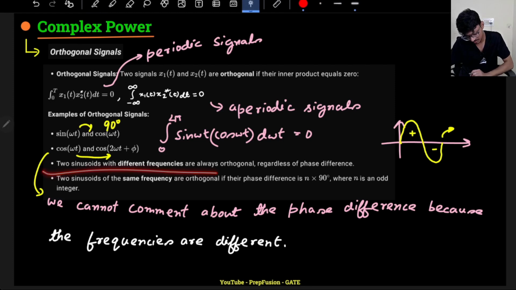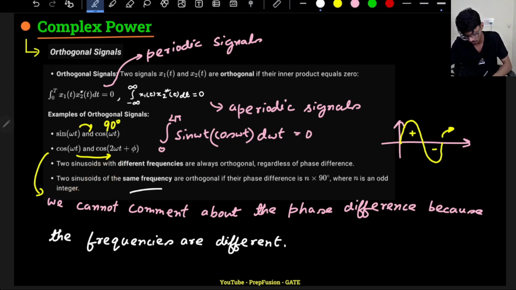So always remember, if I have two sinusoids of different frequencies, regardless, they will always be orthogonal. Two sinusoids of the same frequency can also be orthogonal, but a certain condition needs to be met. What is the condition? Their phase difference must be an odd multiple of 90 degrees. If there is a phase difference that is an odd multiple of 90 degrees, then they are orthogonal.